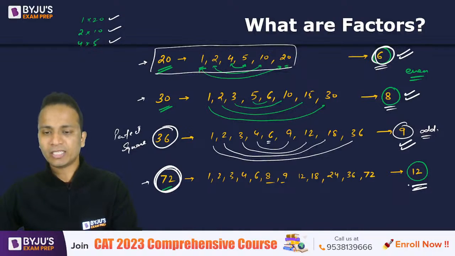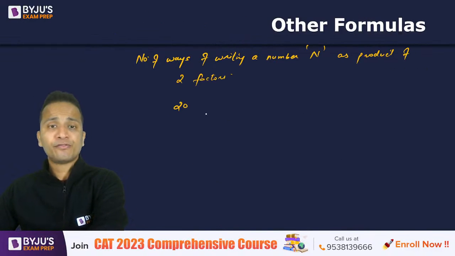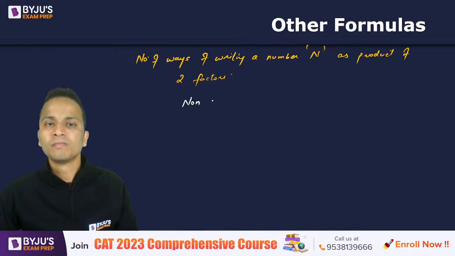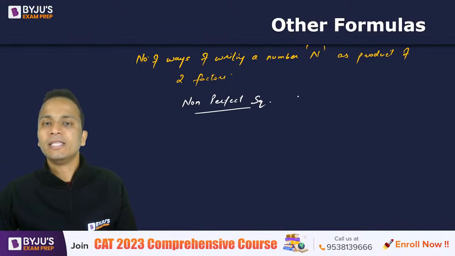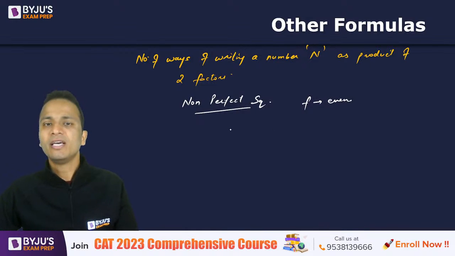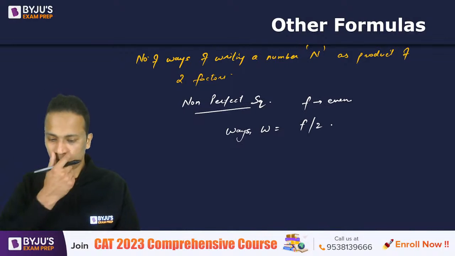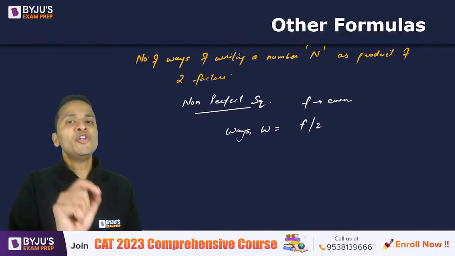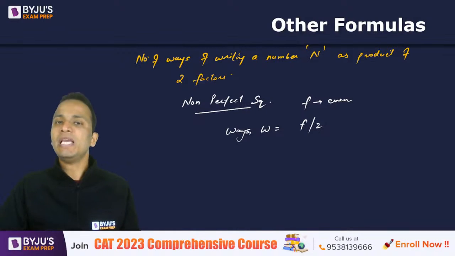So first thing, if the number is a non-perfect square, then the number of factors will be even, and the number of ways, which I can denote by W, will be number of factors divided by 2. All right, and this will happen for a non-perfect square when the number of factors will be an even number.